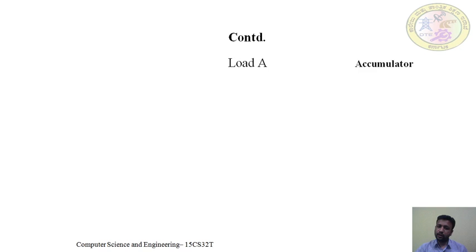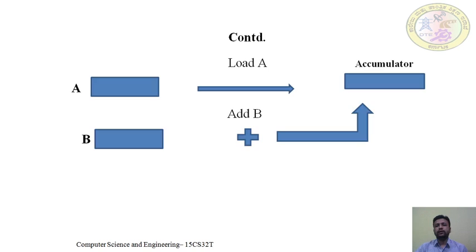Then add B. The contents of B are added to accumulator. Then we have to store C. Then the accumulator content need to transfer into C location. So that is we have C, and this is transfer the accumulator content into C. First load A. So the A content is transferred into accumulator. Then B content are added with the accumulator content and store the results in accumulator.